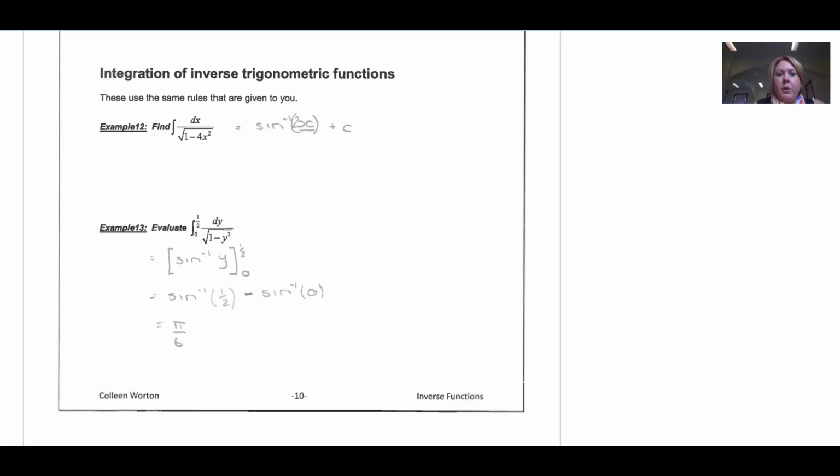Find the area bounded by the curve. I do not care what that looks like. I do not know what that looks like, but I know that it's bounded between x is 0 and x is 3, so I've got to integrate dx.